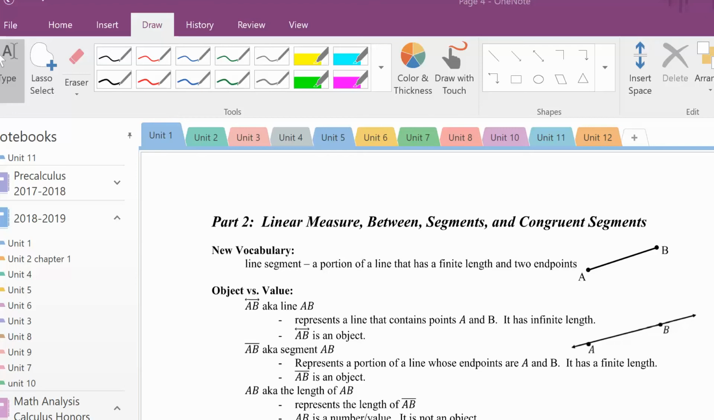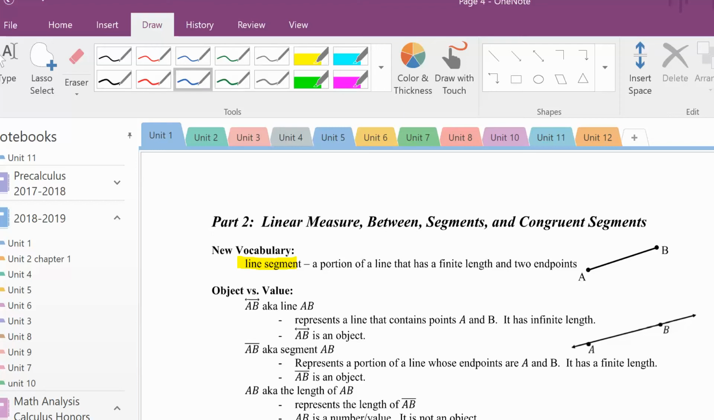So last time we talked about the concept of a point, line, and plane and how they're undefined terms of geometry, meaning they don't have any measure. In this next part, the first new vocabulary term that we'll talk about is what's called a line segment. And that is a portion of a line. It has a finite length and it has two endpoints. So you can measure that.